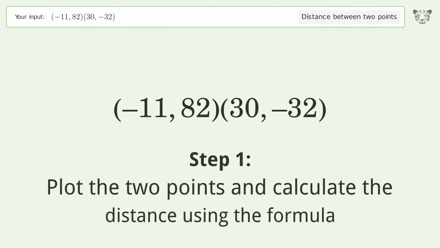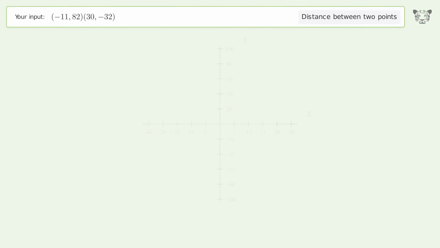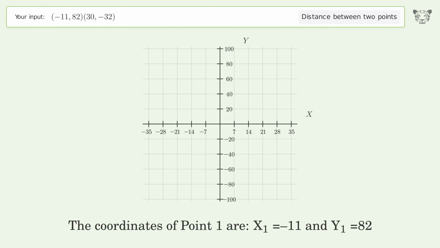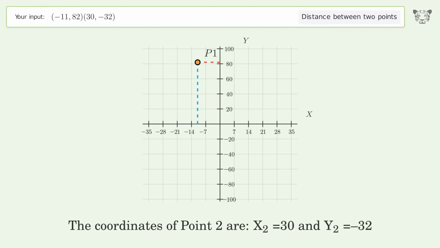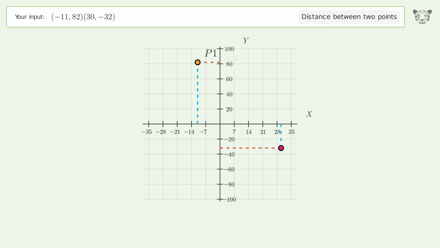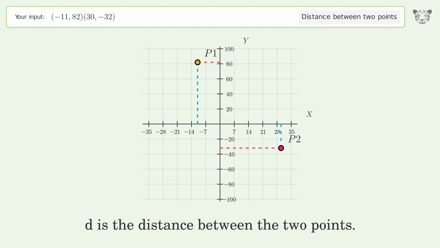Plot the 2 points and calculate the distance using the formula. The coordinates of point 1 are x1 equals -11 and y1 equals 82. The coordinates of point 2 are x2 equals 30 and y2 equals -32. D is the distance between the 2 points.